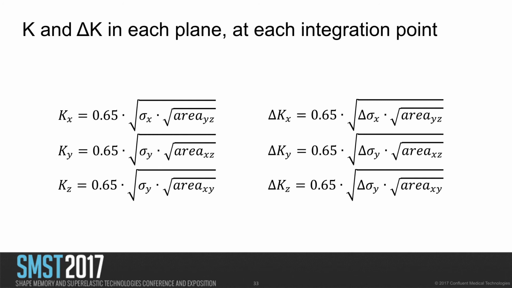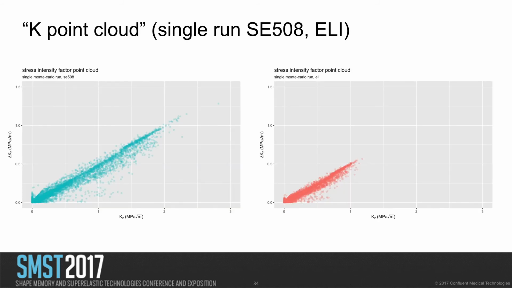And for example, k in the x direction is a function of the defect area in the yz plane, and then the complement is true for y and z. So we can go ahead and calculate all of those things. And when we do, for a single run, again, we get a point cloud that we can express this way in terms of delta k on the y-axis versus k on the x-axis. And generally, we look at this and say that higher points are at higher risk.